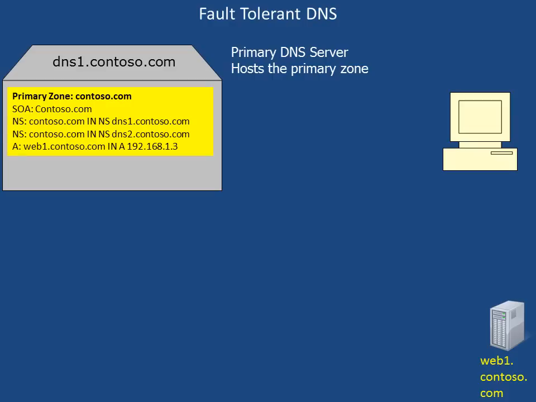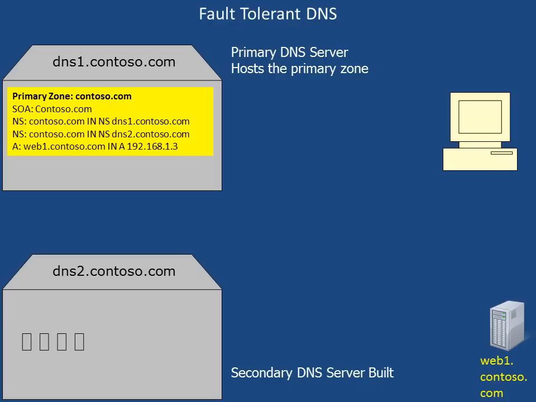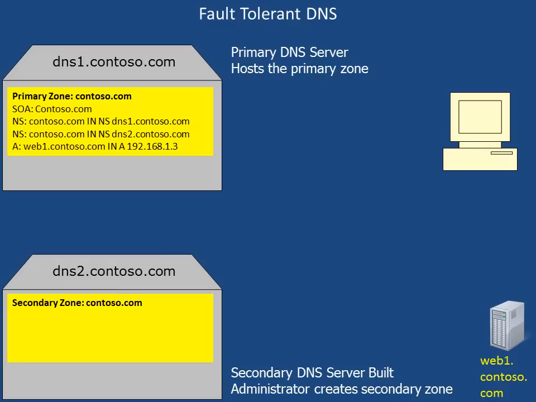So the first thing that's done is someone puts in a second DNS NS record, which shows that there's going to be two DNS servers being used. The second DNS server is now built, and the first thing that needs to happen is that the secondary zone is put in place and given exactly the same name as the primary zone. So you create a secondary zone, you give it exactly the same name as contoso.com. It has to be the same name, or else it won't do a zone transfer.